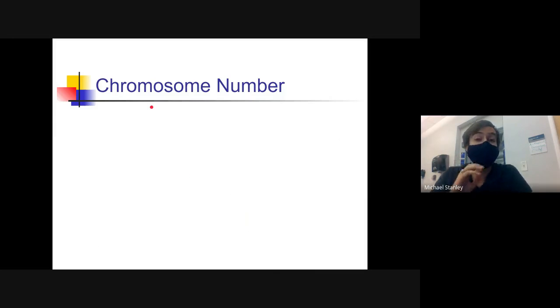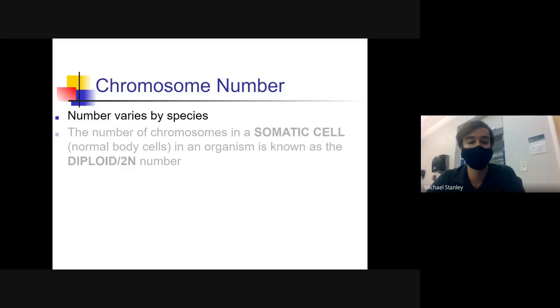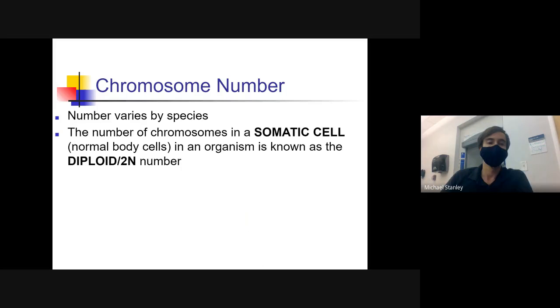All right, so final thing with chromosomes is chromosome number. How many segments of DNA are in each cell? So it actually is very different for each species. So not all organisms have the same setup with their chromosomes. And also, having more chromosomes or having more DNA doesn't necessarily mean that you're a more advanced or a more complex species.